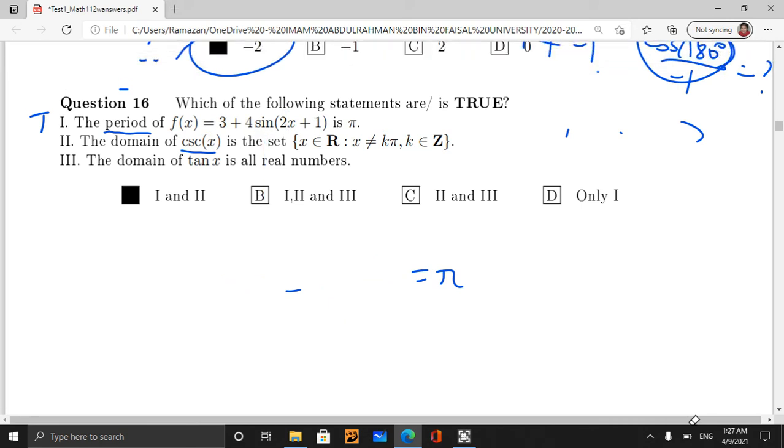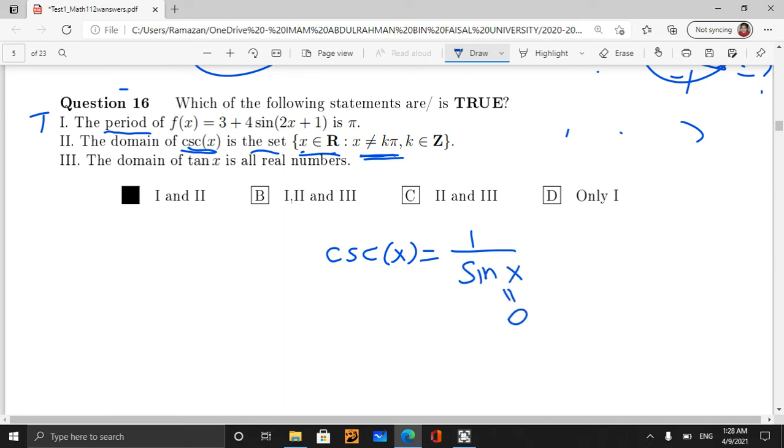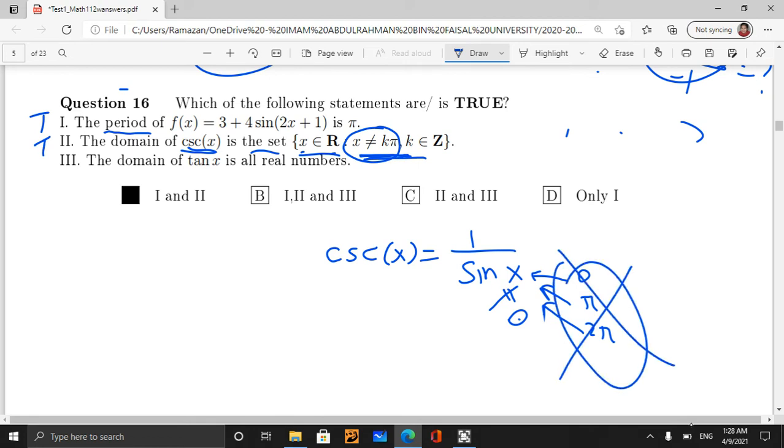Now the domain of cosecant x, so let's look at the other one. Cosecant x is a set of all x's such that x is not equal to k pi. So it will be all real numbers except the multiples of pi. Let's see if it is true. Cosecant x is equal to 1 over sine x. So what makes this one undefined? Sine x shouldn't be equal to 0. 0 makes it 0, pi makes it 0, and 2 pi makes it 0. So as you see, all the multiples of pi make it 0. For this reason, this is true. We are excluding these values because they make sine x equal to 0, which will make this one undefined.